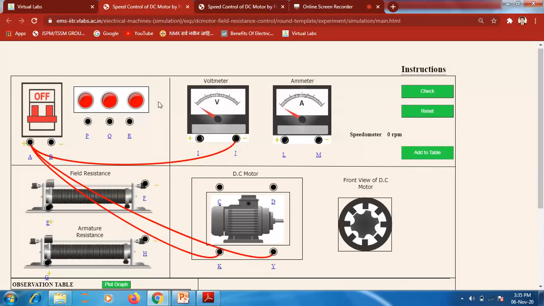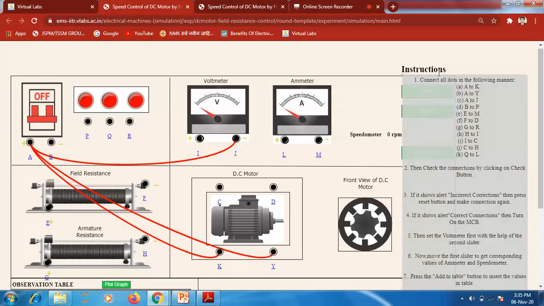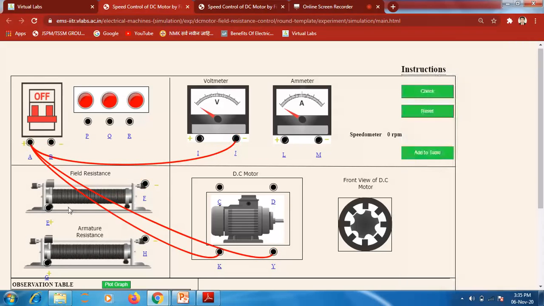This is nothing but the voltmeter supply. Then B is connected to the P point. This is the B point. B is connected to the P point. Okay. So this is the indicator.